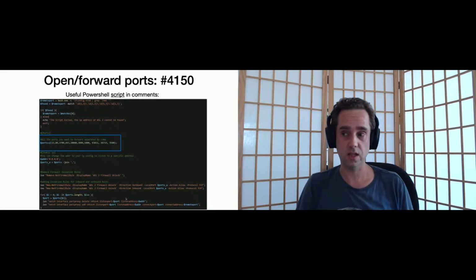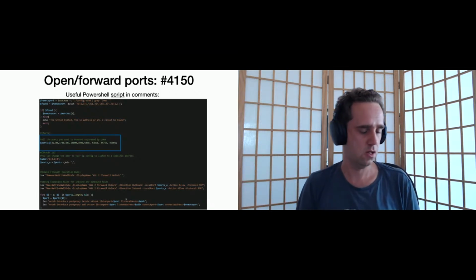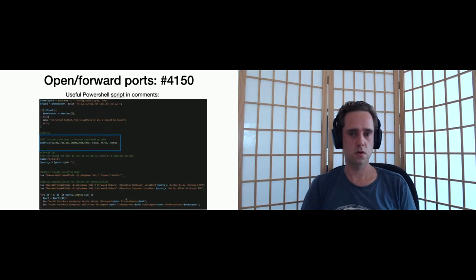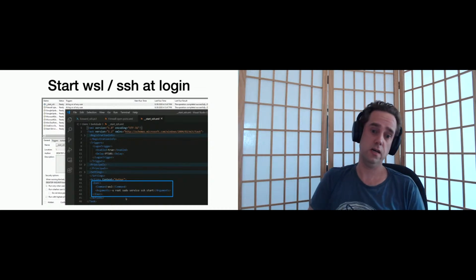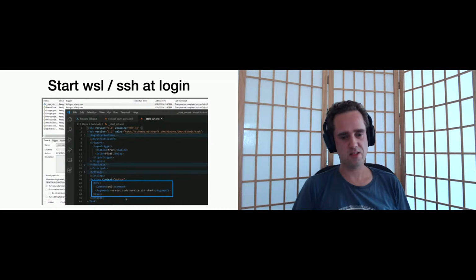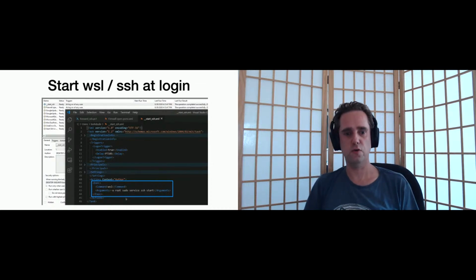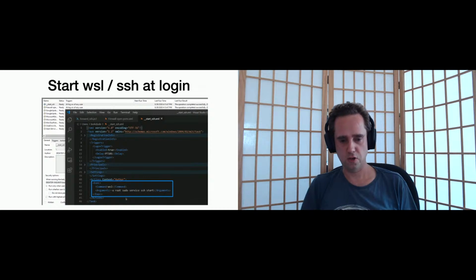And that was exactly what I wanted, because I'm working from my laptop at home on my remote development machine. So I also wanted to start WSL and SSH at login. The easiest workaround that I could find is to create a scheduled task for it and then enter WSL -u root and then sudo service ssh start.